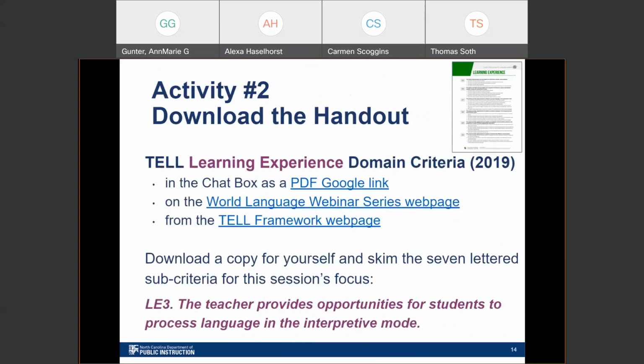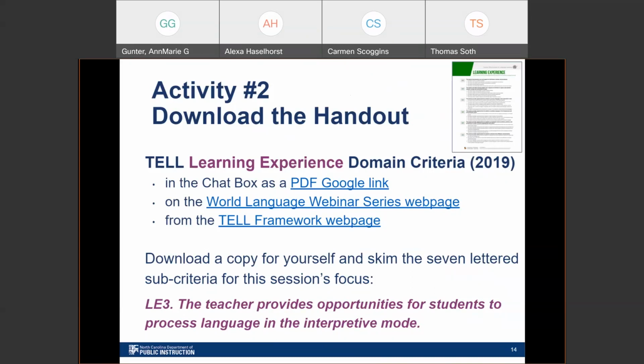Also, as we get started today, I want to make sure everyone has the handout, the Learning Experience Domain Criteria handout that we'll be referencing not only in this part of the series, but in some future broadcasts as well. The TEL Learning Experience Domain document was published in 2019, so it's not very old. It's an update from the original TEL document, the Teacher Effectiveness for Language Learning Framework, that was originally published in 2014. So what I'm going to do is put links in the chat box.